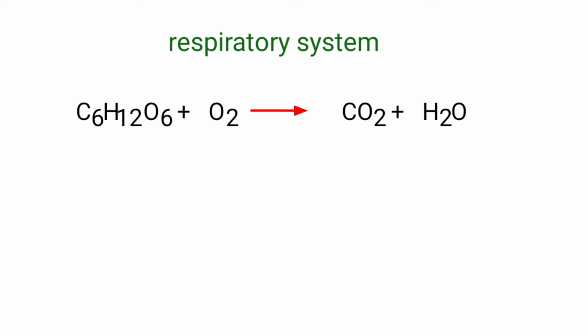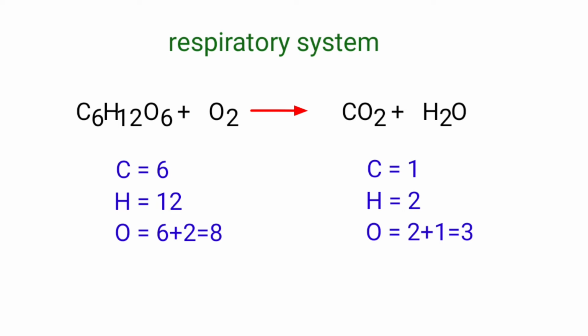Now we need to balance this equation. On the reactants side, there are 6 carbon atoms, 12 hydrogen atoms, and 8 oxygen atoms. On the products side, there is 1 carbon atom, 2 hydrogen atoms, and 3 oxygen atoms. The number of atoms is not balanced on both sides. To balance the chemical equation, we need to make use of coefficients. A coefficient is a number that we place in front of a chemical formula.